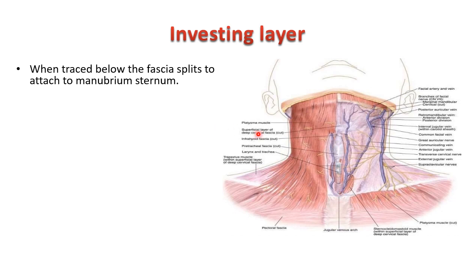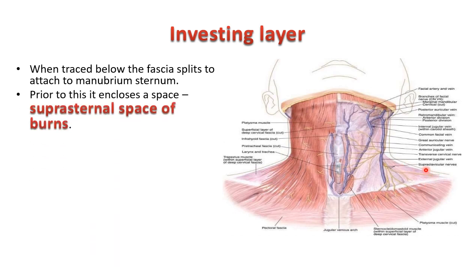So mainly when traced below, it splits to attach to the manubrium sterni, and more laterally it is attached to the clavicle, and behind it is attached to the acromion process and the spine of the scapula. So it is a continuous line along the clavicle and then the spine of the scapula and acromion process, and in the midline again it attaches to the ligamentum nuchae.